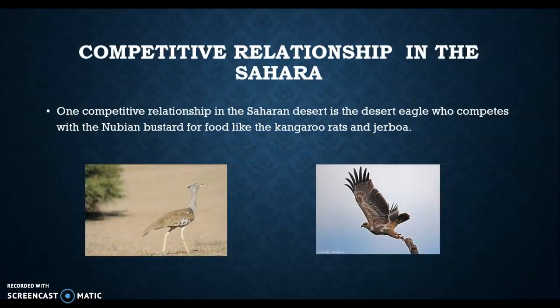And an example of a competitive relationship in the Sahara is a relationship between a desert eagle and a Nubian bustard. They like to compete for food like the kangaroo rats and the jerboa.